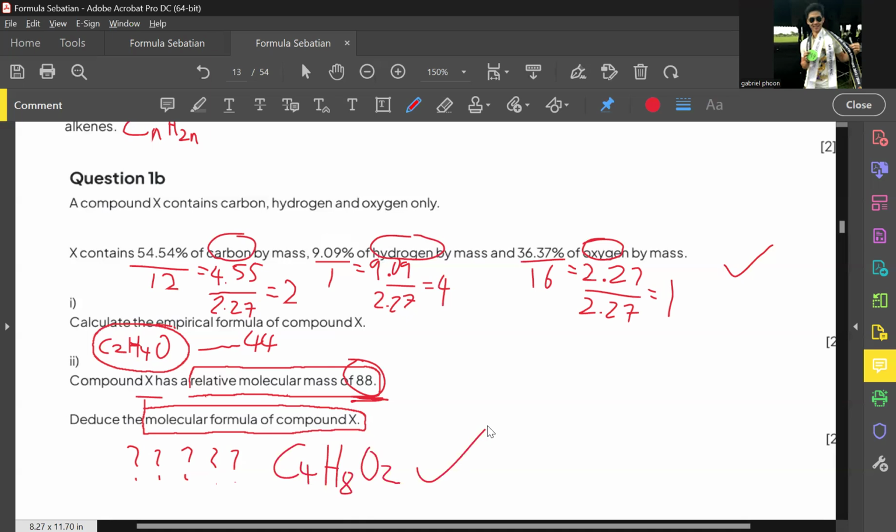Do you guys know what I'm talking about? Do you get this 44 or not first? Right, so right now the basic empirical formula mass is 44. But they say compound X actually has a molecular mass of 88. From here to here is a multiple of 2, right? So in reality, my molecular formula of compound X is this thing multiplied by 2. So that's why it's C4H8O2. You get what I mean?